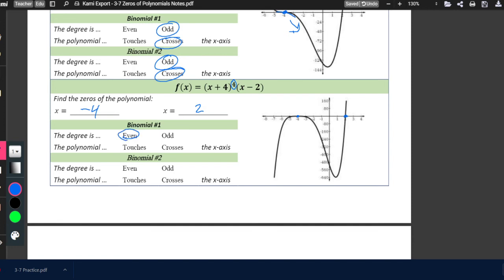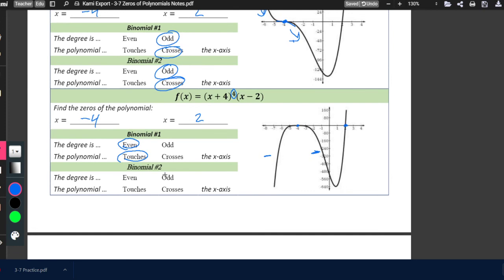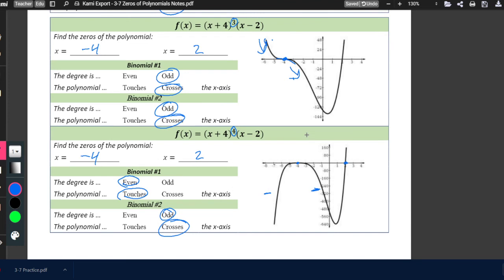Except this time we have an even degree, and it just touches. It doesn't cross and go negative to positive. It is negative and stays negative after it touches the x-axis. And our first one is still the same. It is odd, and it crosses the x-axis. So, as you might be noticing, when the degree of a binomial is even, it does not cross the x-axis, and if it is odd, it crosses the x-axis.